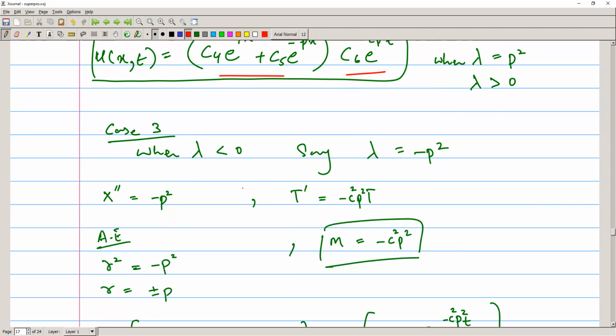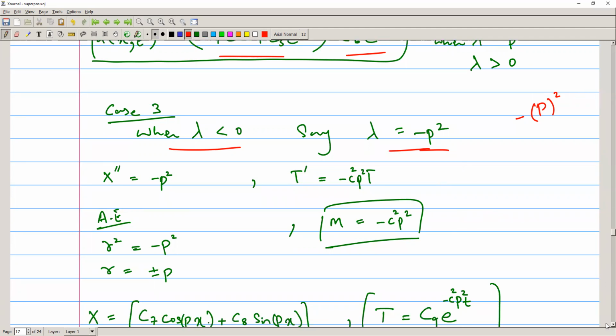Now we'll consider case 3, where lambda is less than 0. So lambda is equal to negative p squared, right? This will always be negative, because p squared is always positive whatever value we give to p, either negative or positive, but this negative sign will make it negative. That's why we write it in this way, right?